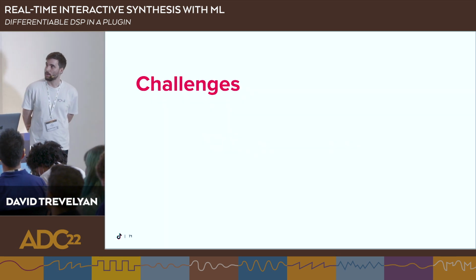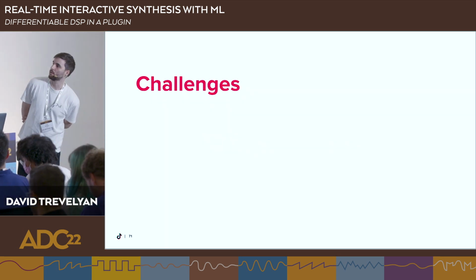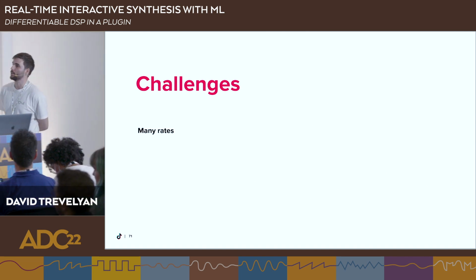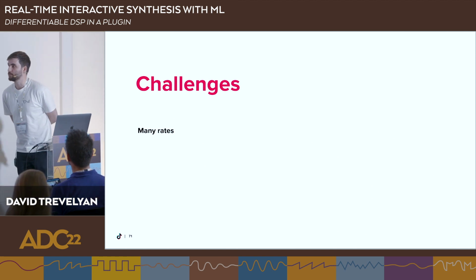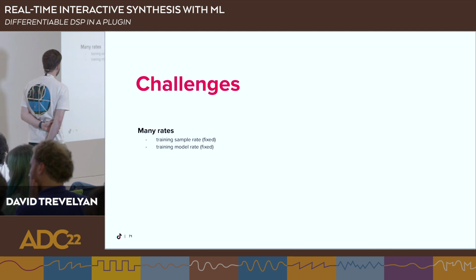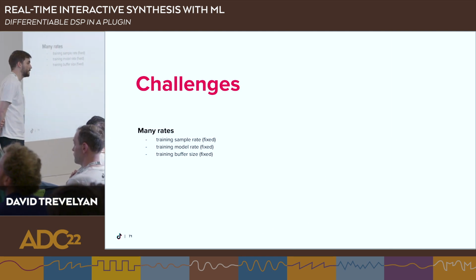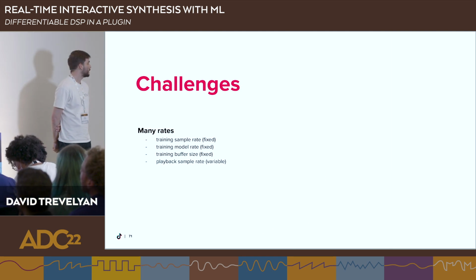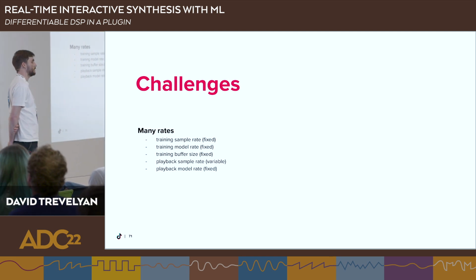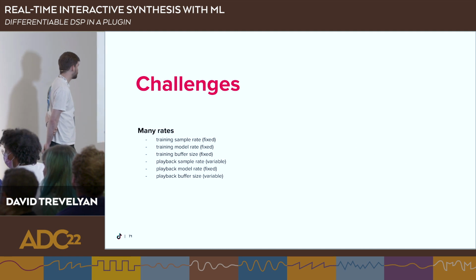built it and what challenges we faced. So I think there are people in the room who have probably faced the same challenges, and this will be a familiar sight, but you have many rates to deal with. You have your training sample rate, your training model rate, training buffer size. These are all fixed, but as soon as you want to get this into a DAW running in real time, you're going to need to solve this particular problem.